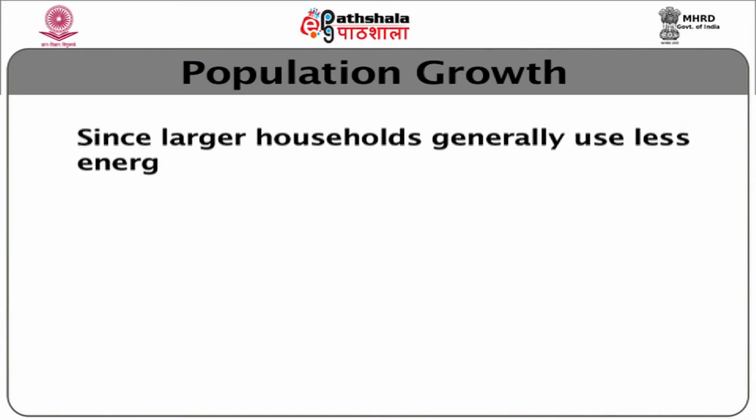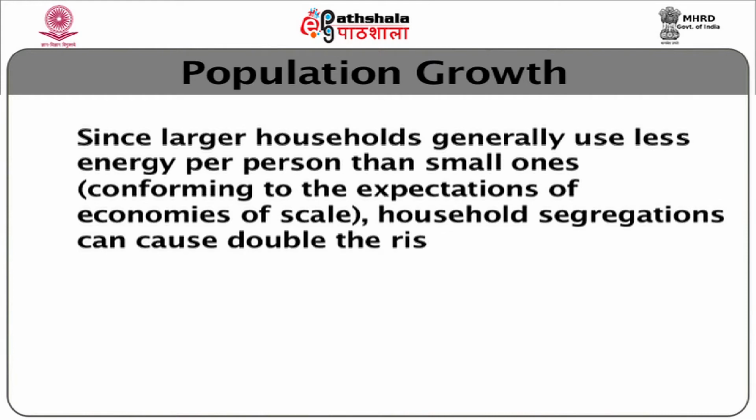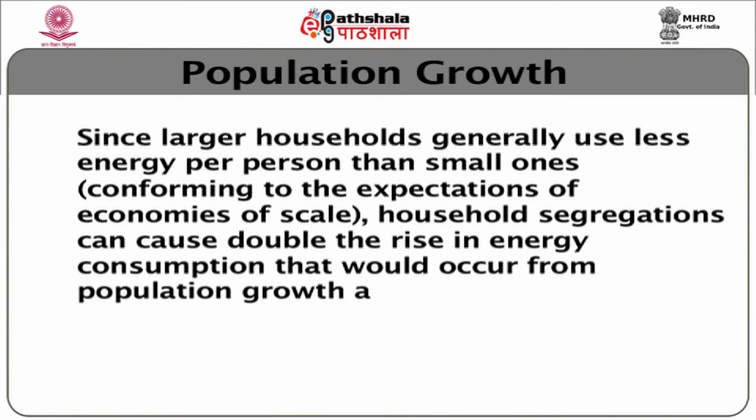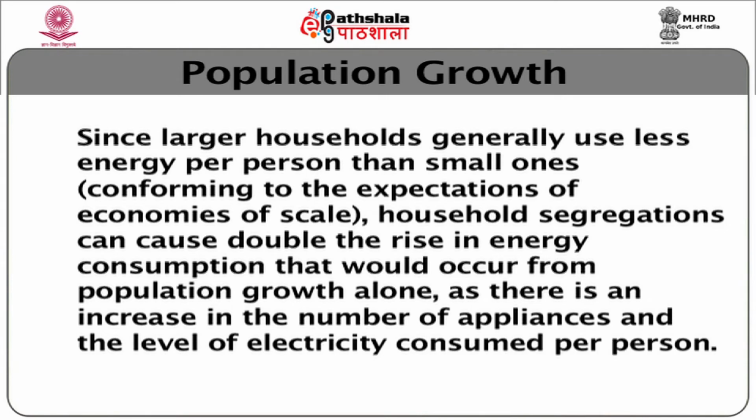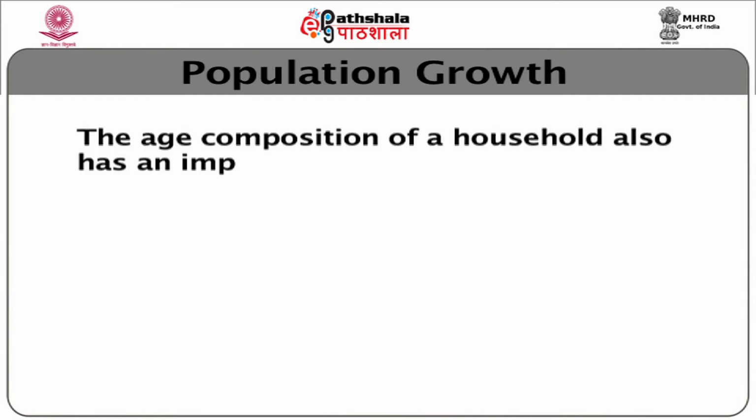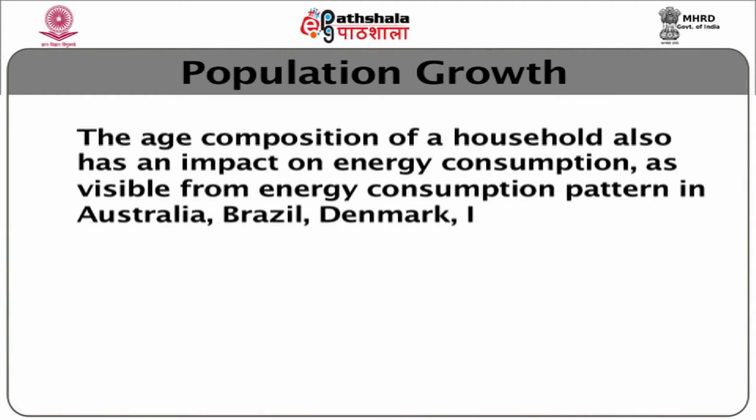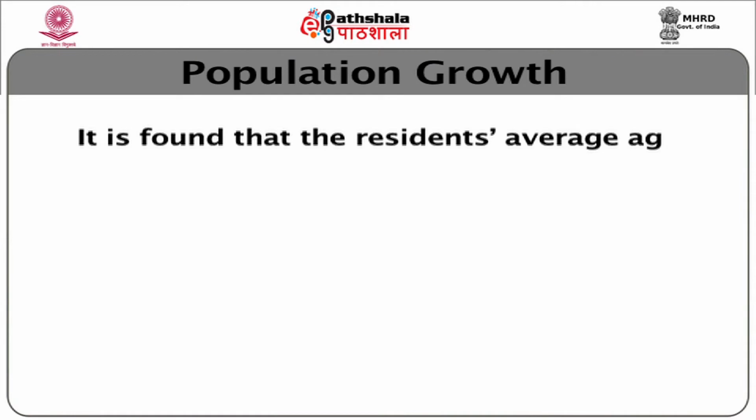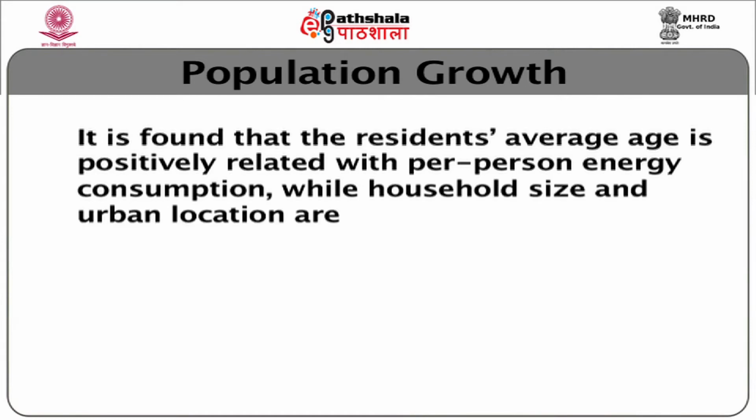Since larger households generally use less energy per person than smaller ones, household segregation can cause double the rise in energy consumption that would occur from population growth alone, as there is an increase in the number of appliances and the level of electricity consumed per person. Similarly, the age composition of a household also has an impact on energy consumption, as visible from the energy consumption pattern in Australia, Brazil, Denmark, India and Japan. It is found that the residents' average age is positively related to per person energy consumption, while household size and urban locations are negatively associated.